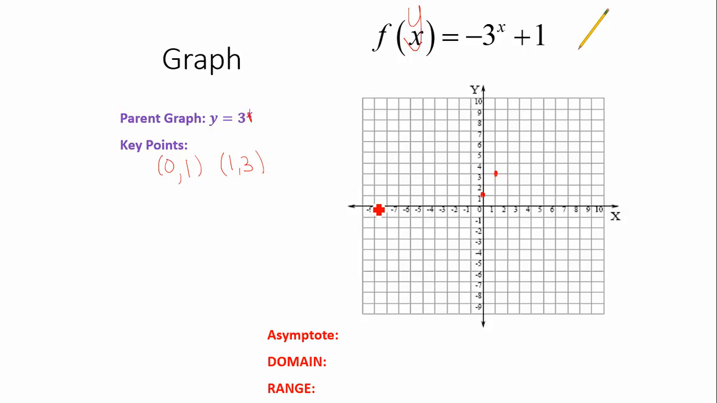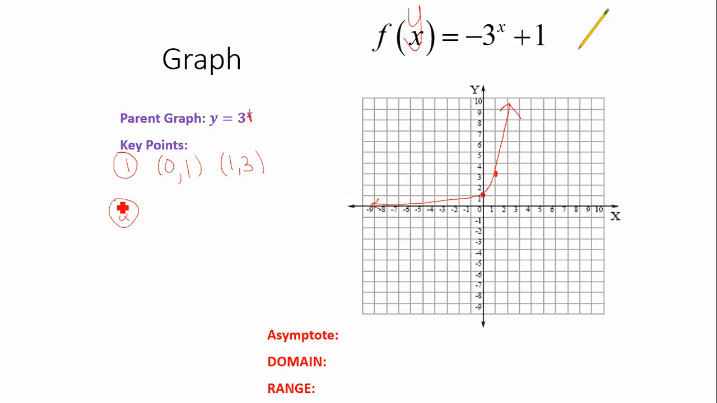And remember, my general shape of this graph hugs that x-axis for a while, and then it goes up, up, up, exponential growth style. So this is exponential growth, even though it starts with a negative. And the very first thing I do here is graph my parent function.